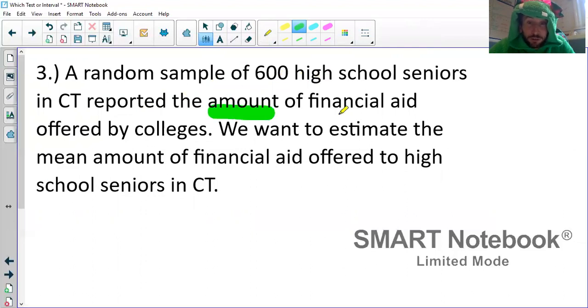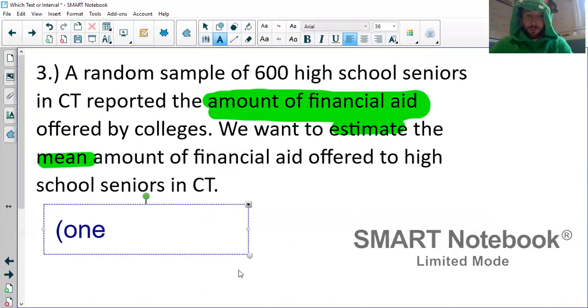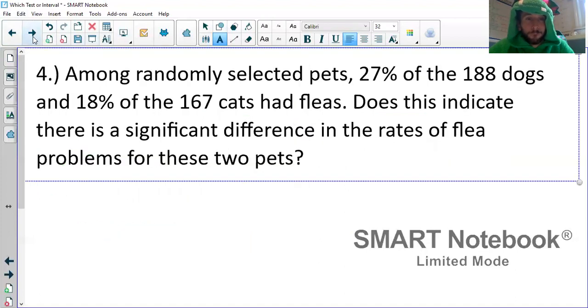We've got the amount of financial aid. So this here is quantitative data, which connects to averages, means. We want to estimate the mean amount for 1 sample. So this is our old friend, the T interval, right? We could write 1 sample if we want. That doesn't show up on our calculator, but T, because we're talking means. And then this is an estimate, so it's going to be some kind of confidence interval. I intentionally didn't put any alpha levels or confidence levels in these because I was trying to make it that obvious. Next one.